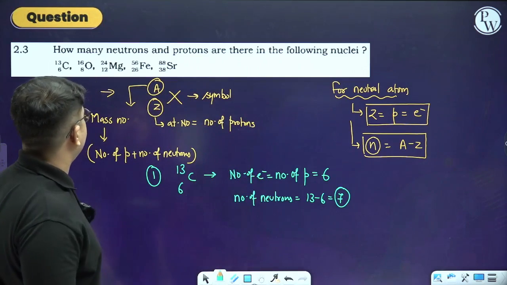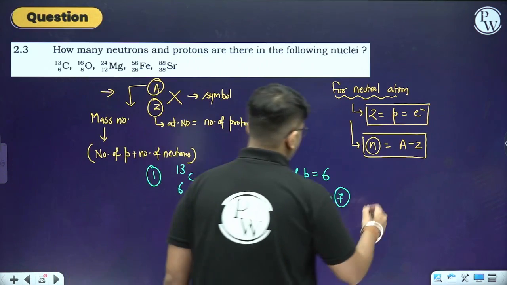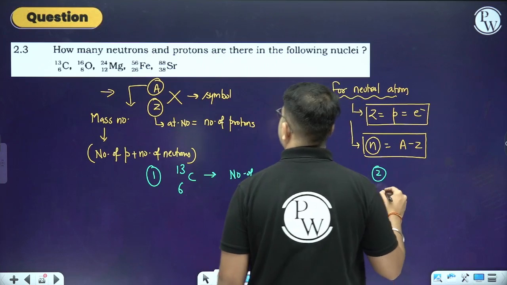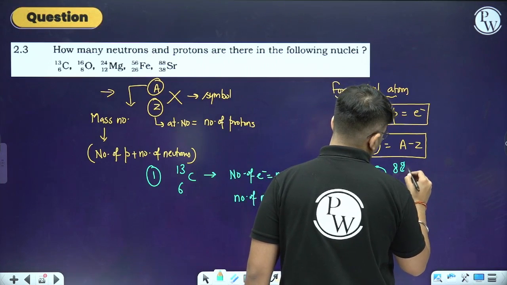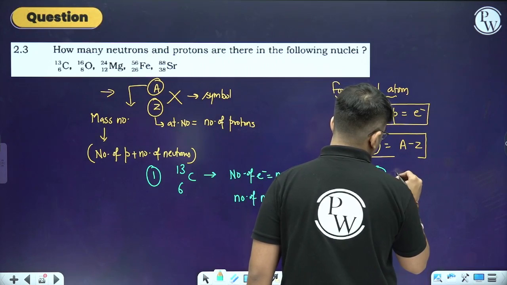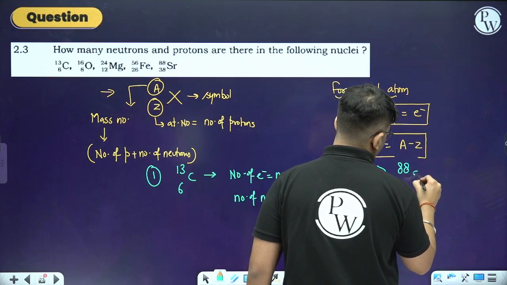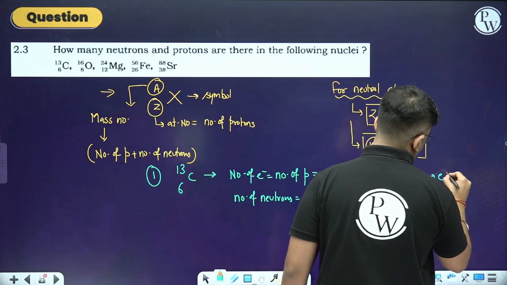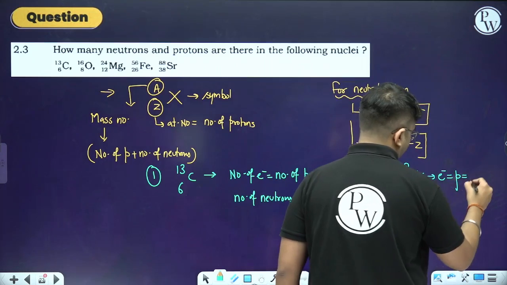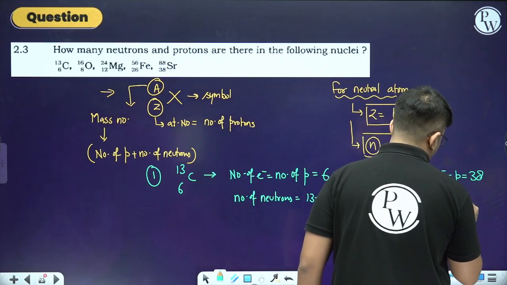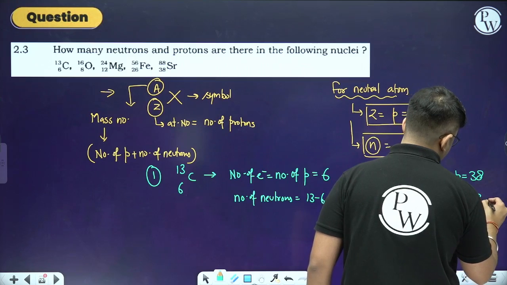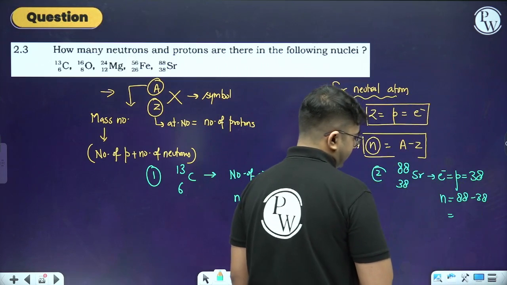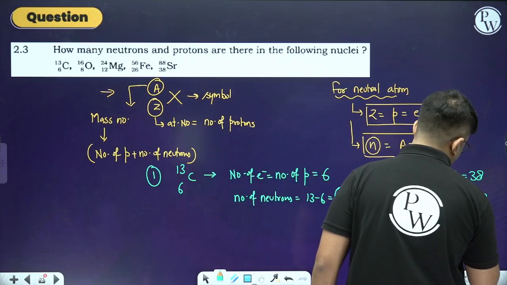And that's how you can calculate the entire part. I can take another example. Let's say I am taking the second example as 88Sr38. So I can say the number of electrons as well as protons are 38 and neutrons are 88 minus 38. So that will be 50.